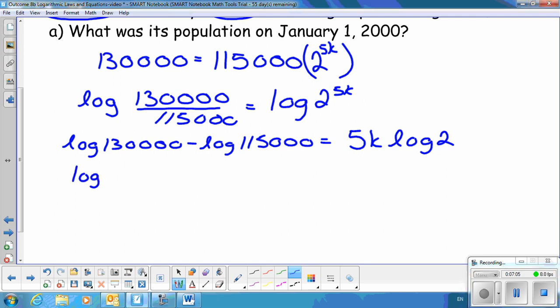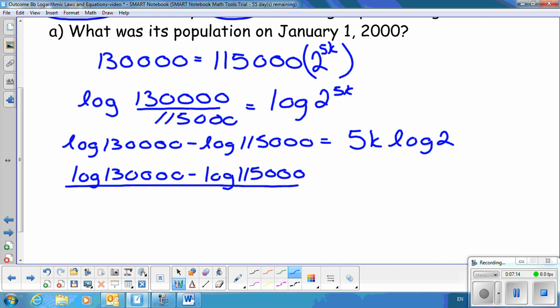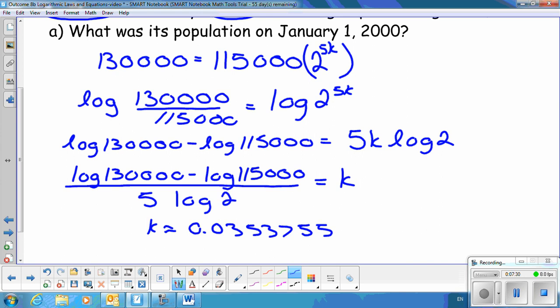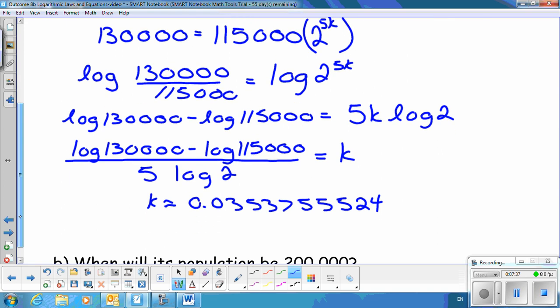So I end up with the log of 130,000 minus the log of 115,000 divided by 5 log 2 equals my constant k. K, when we plug it into our calculator, works out to be 0.03353755524. Because I'm going to use this in calculations, I want to keep as many decimal places as possible.